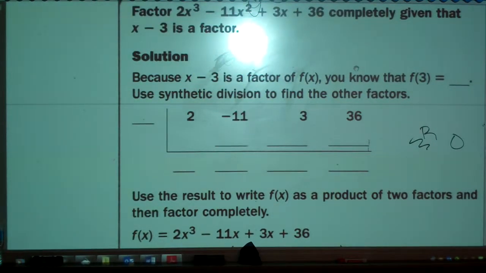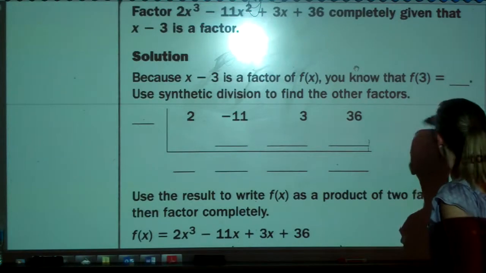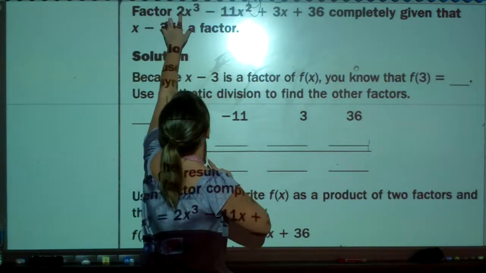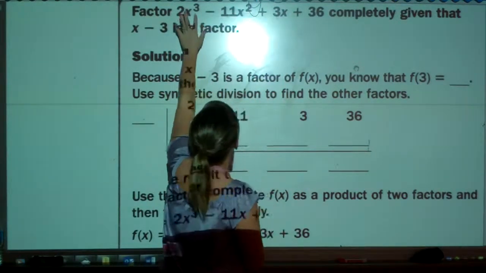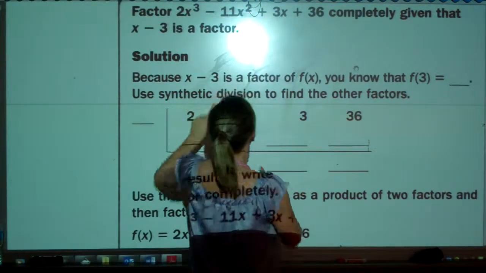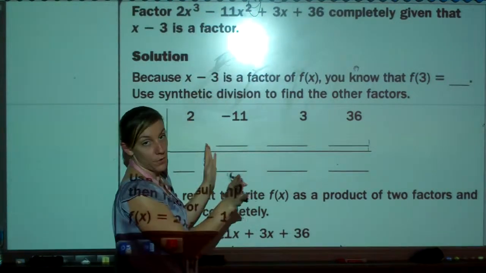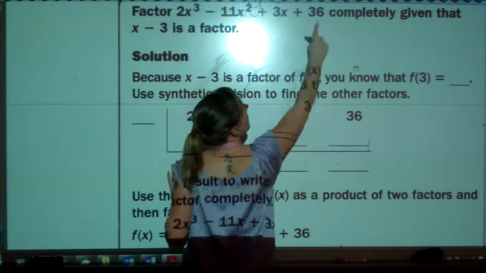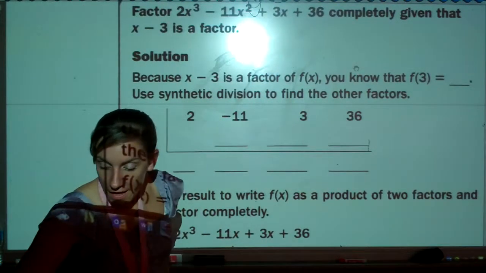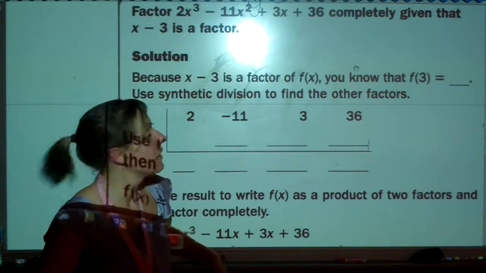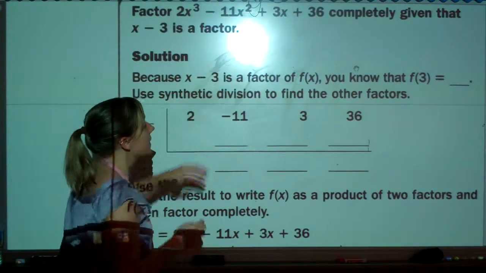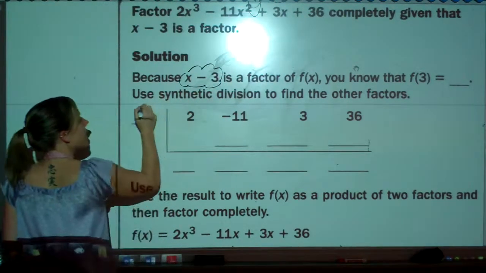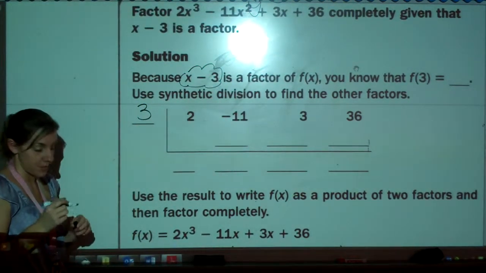Alright, let's just do the synthetic division part. So, we just took the coefficients of each one. It goes 3, 2, 1, 0, by the exponents is what I was looking at. So then I put a 2 here, a negative 11 here, the 3 here, and the 36 there. And then remember, whenever you fill in the front, it's the opposite of this factor, because you want to put the solution in there. So since this is negative 3, you want to put a positive 3 right there.